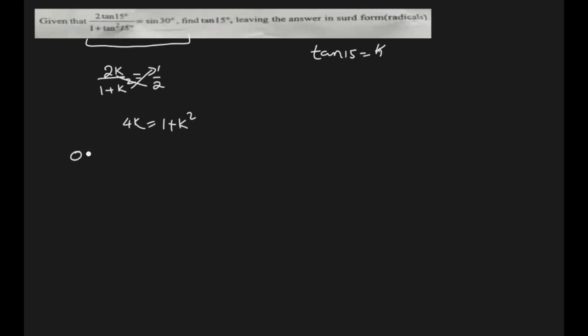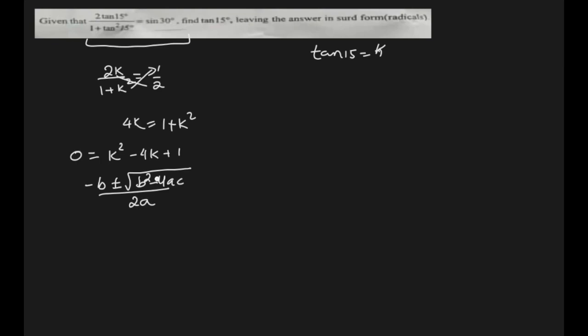Let's collect everything to the right side. So k square first, then minus 4k plus 1. Now factoring will not help in this, so what will we do? We'll use the quadratic formula. The quadratic formula is minus b plus minus square root of b square minus 4ac, over 2a.